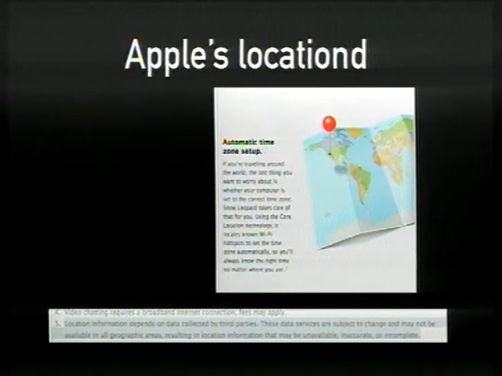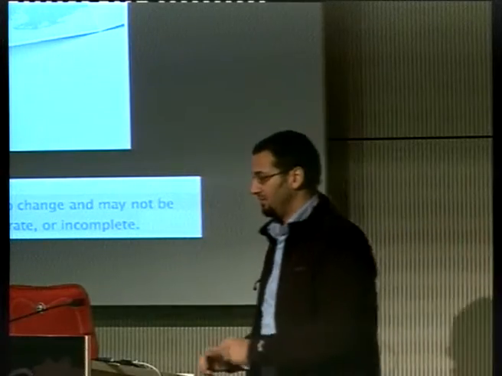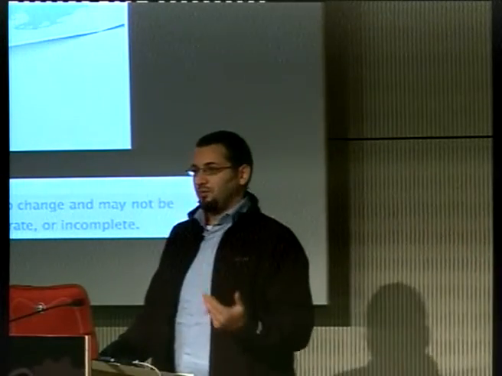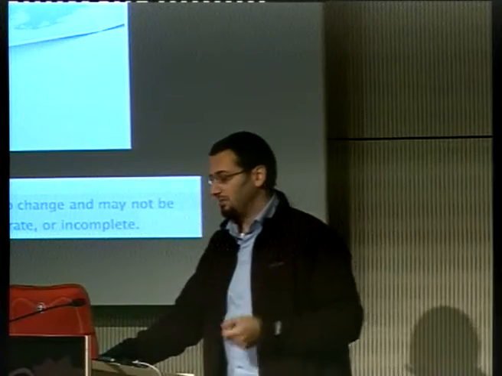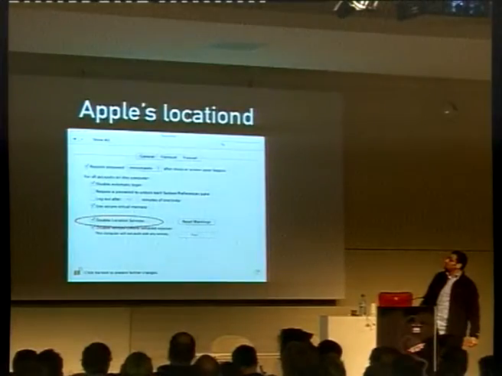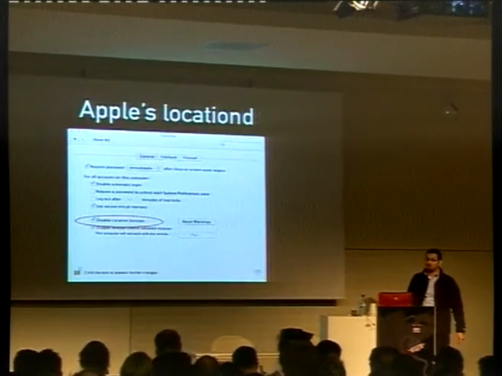So we have a hint already that this data comes from an external data source. So how do I turn it off or on? You know, I want to control if my laptop talks to Apple. So if you go to preferences, to security, here you have a way to turn it off.